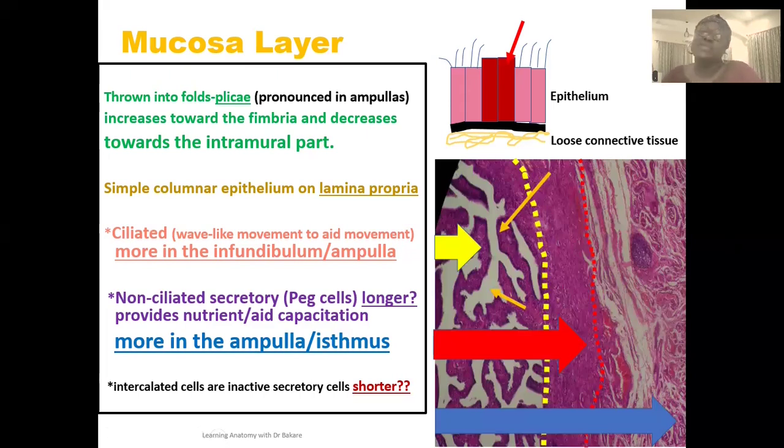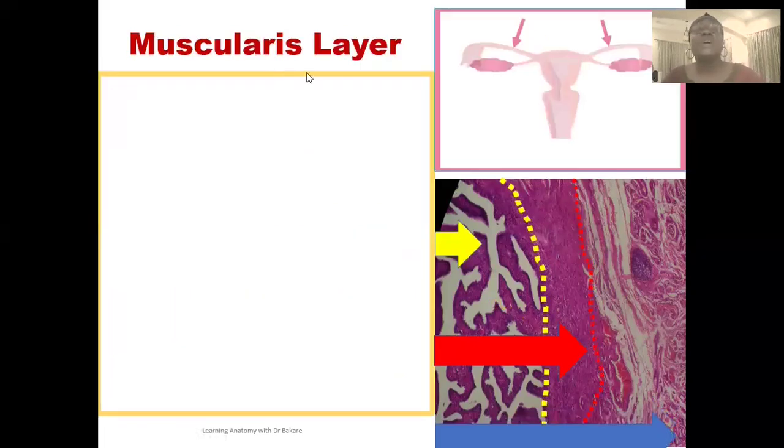And we also try to describe the specific regions where we have more of these cells, in also helping to relate to the functions that they exhibit. So going to the second layer is the muscularis layer, and it is the middle layer that is located between the inner mucosa layer and the outer serosa layer.